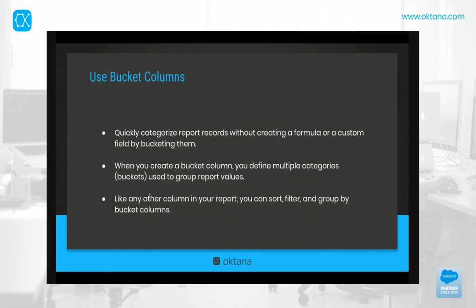Another way to customize your record is using bucket columns. Bucket columns is a way of categorizing your data. You can categorize report records without creating a formula or a custom field, just by bucketing them. When you create a bucket column, you define multiple categories or buckets used to group report values. Like any other column in your report, you can sort them, you can filter them, and you can even group by these bucket columns.